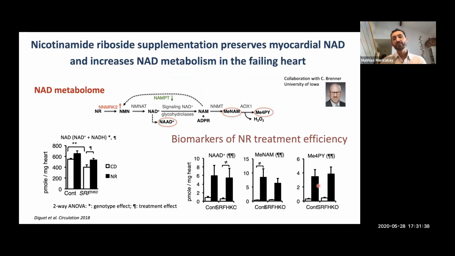So based on this premise, we had started a collaboration, notably with Charles Brenner at the University of Iowa, who was the discoverer, as I said, of this NMRK2 pathway in yeast and human cells as well. And we performed an experiment where we decided to feed our SRF knockout mice with an NR supplemented diet, and control mice as well as control.